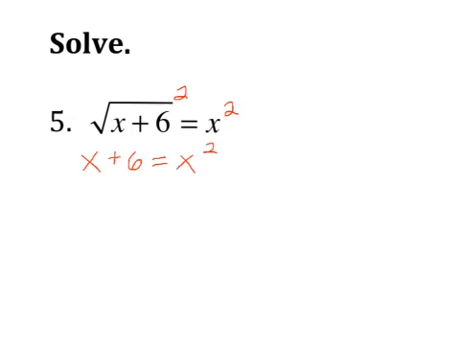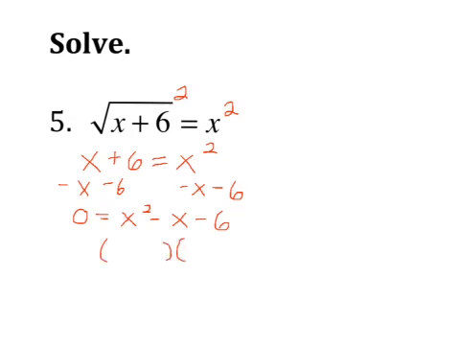Now, since we have an x squared, an x, and a 6, what we need to do is set it equal to 0 and then factor in order to find the answer. So I'm going to subtract x and subtract 6 to the other side. So now I have 0 equals x squared minus x minus 6.